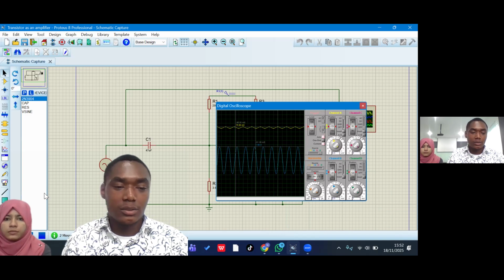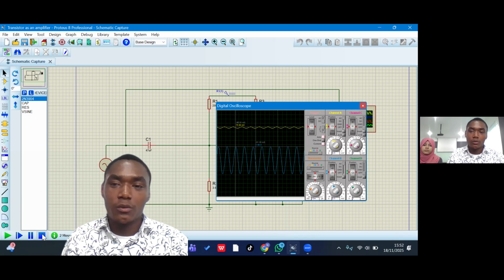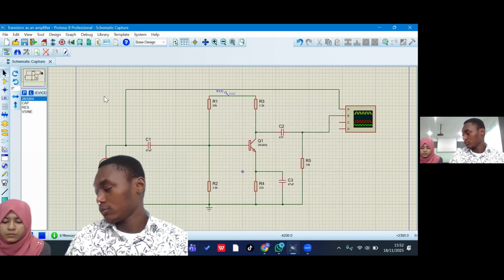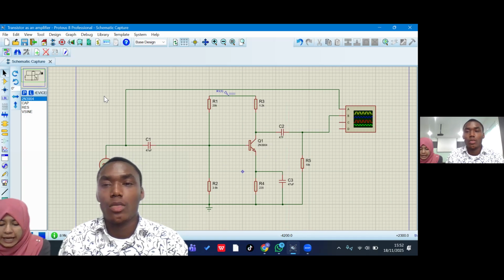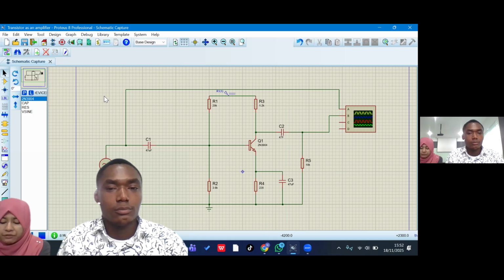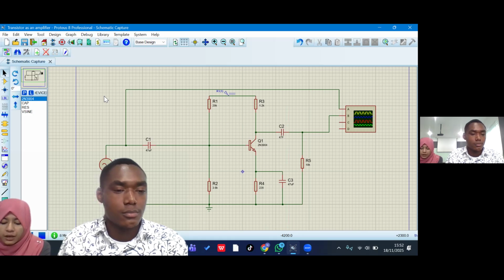Let me try to stop the simulation first so that my fellow student can tell you the function of each component. Okay, go ahead. V1, the AC input source, provides the small signal AC input. This signal is what the amplifier boosts. Q1, the NPN transistor, is the main amplifying device, operating in the active region to produce voltage and current gain.